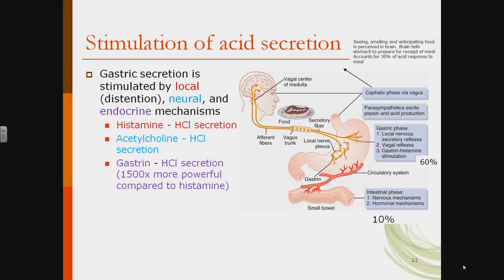And I've highlighted them according to local for histamine, blue for acetylcholine, which is neural, which comes from cranial nerve 10, the vagus nerve, part of the parasympathetic division, and lastly endocrine from the G cells releasing gastrin.